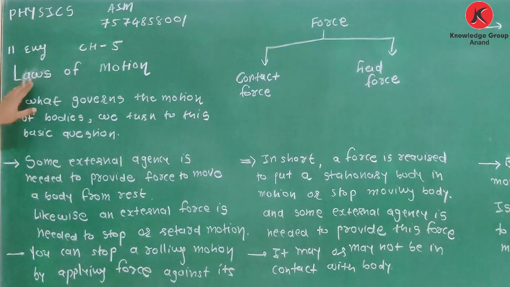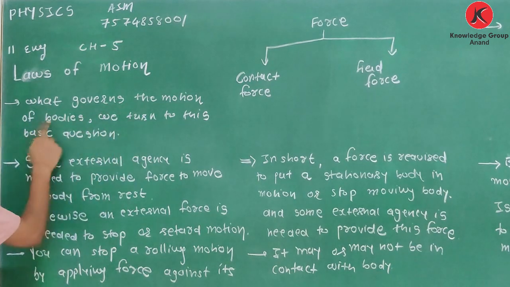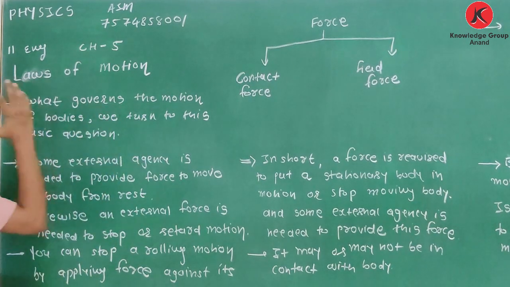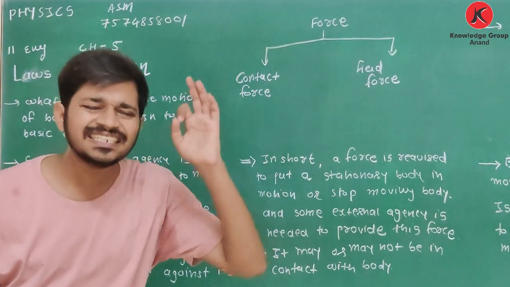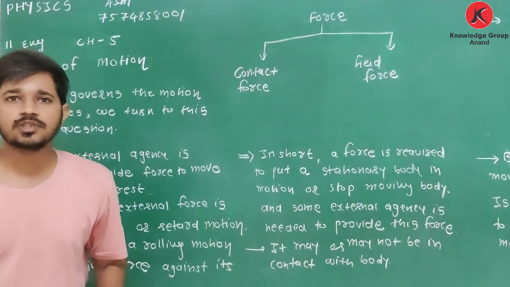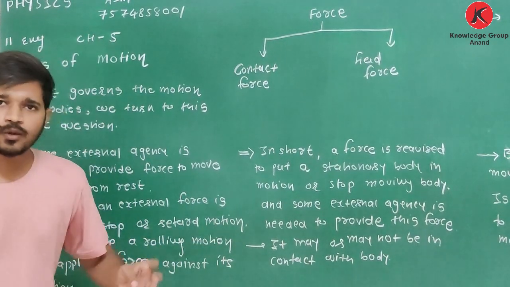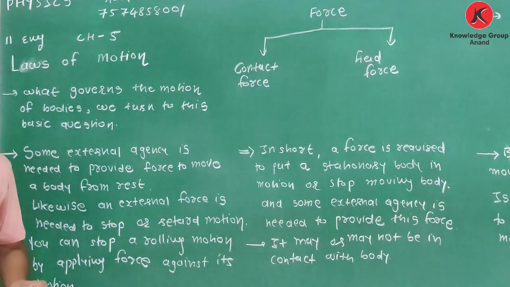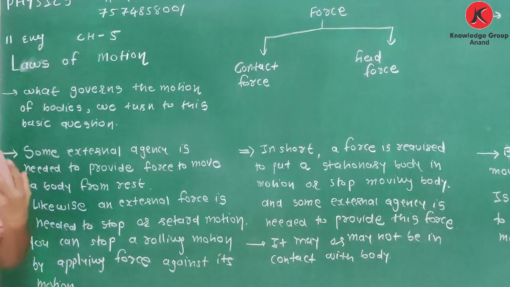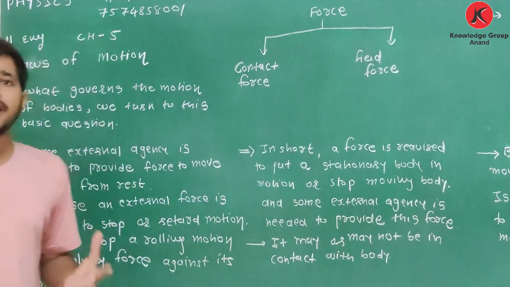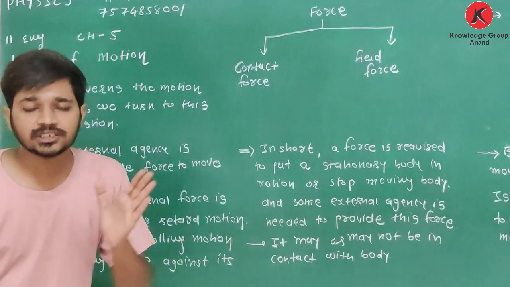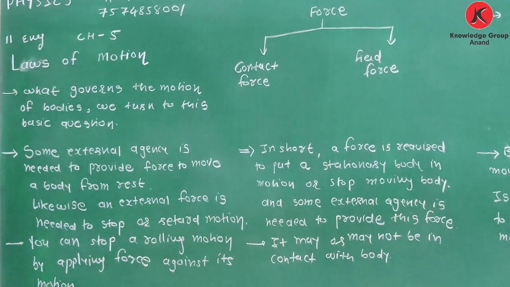Chapter number 5, laws of motion. We have to study about this. First, what governs the motion of bodies? Return to this basic question. In chapters 3 and 4, we have only discussed what is motion: speed, velocity, acceleration. Yes or no? But why is the object getting acceleration? Why is it moving? Why does it stop? We will find out in this chapter.